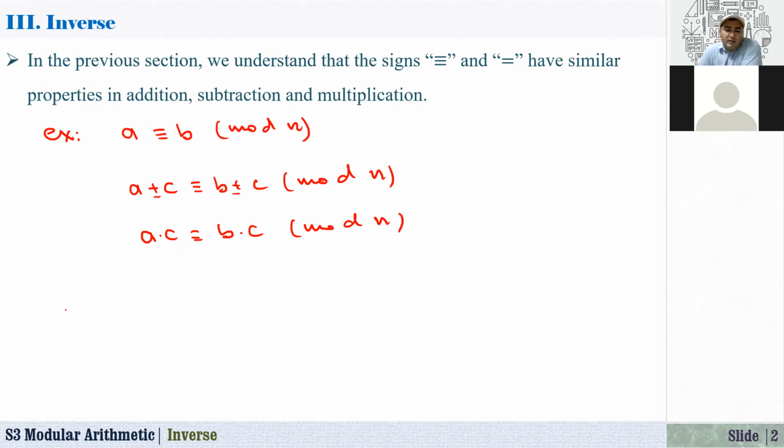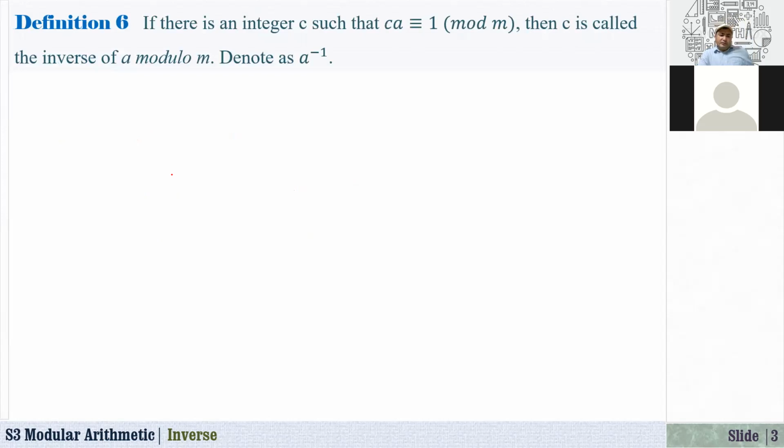But in here, we did not define or use any division operation, right? What happens if I divide both sides by C? We don't have a division operation in modular arithmetic. But here we are going to introduce it in a different way, okay? In the real number system, how do you define division? Division is just the inverse of multiplication, right? So in this sense, we are going to introduce a division operation. Let's start with this definition.